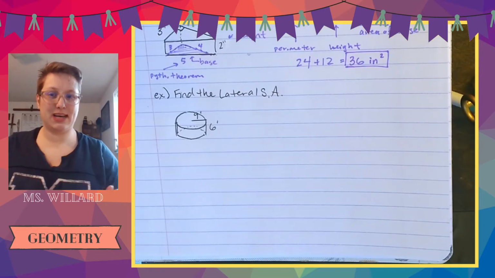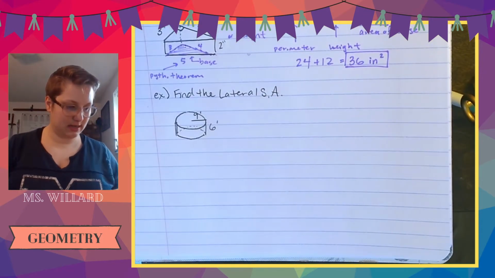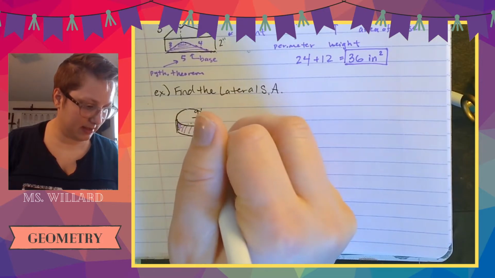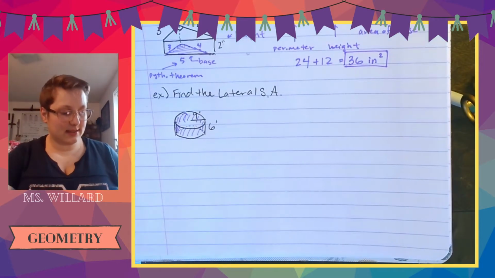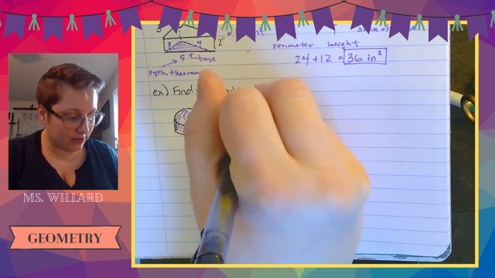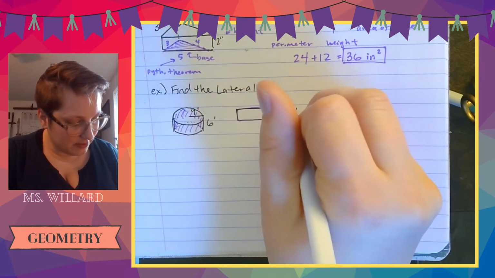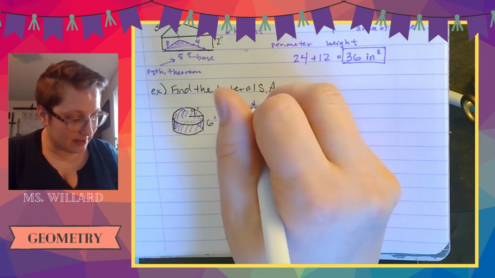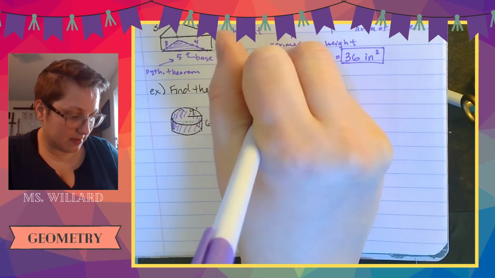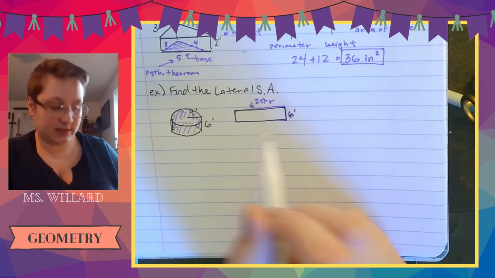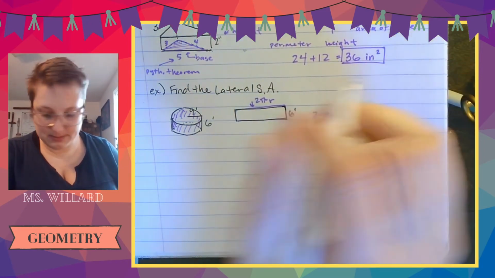Let's do another one. We want the lateral surface area here. I don't care about the top or the bottom. So all I want is this slice right here. This slice again is a rectangle with a 6 foot height, and the length is the same thing as the circumference. Circumference is 2 pi r, where r is 9. So I can do 2 times pi times 9, times 6.